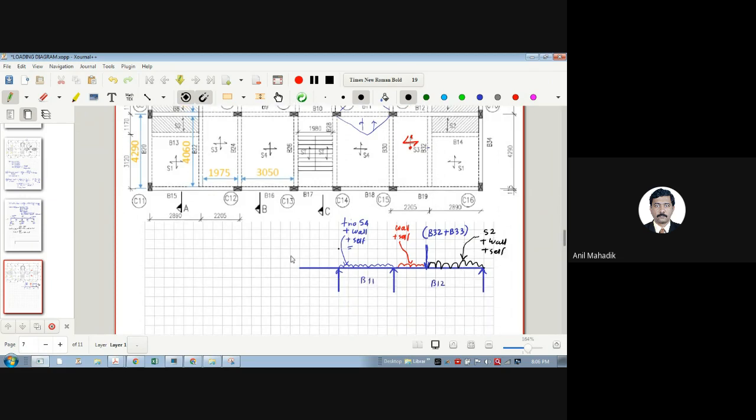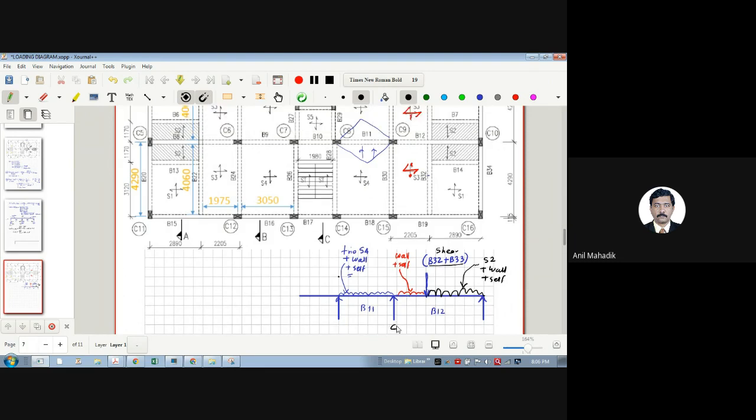Now you know how to calculate these triangular loads, wall load, self weight, but there is a question of how to calculate the B32 and B33 load. Where do we take it from now? Shear from them, because I need to put the point load here. And these columns are, this is my C9, this is my C8, this is my C10.